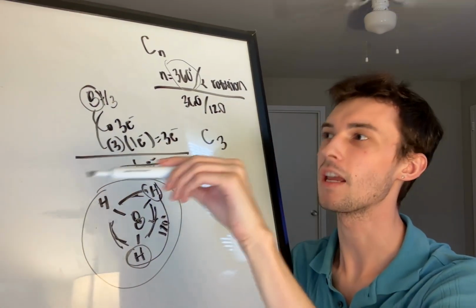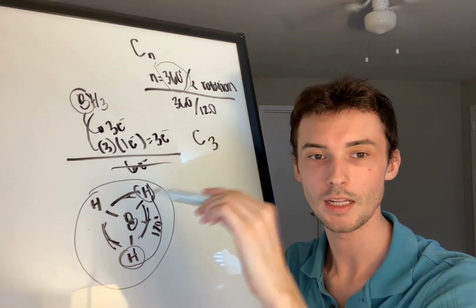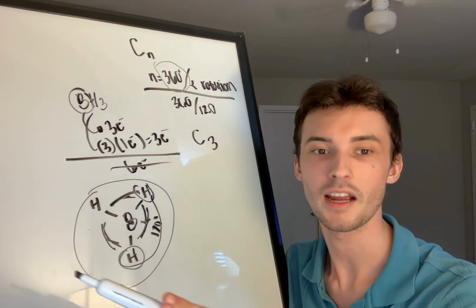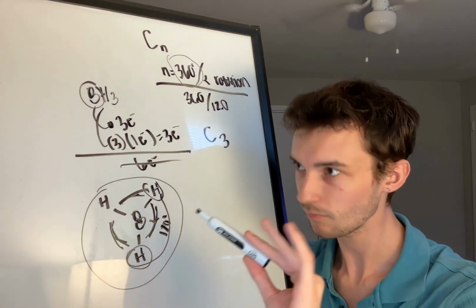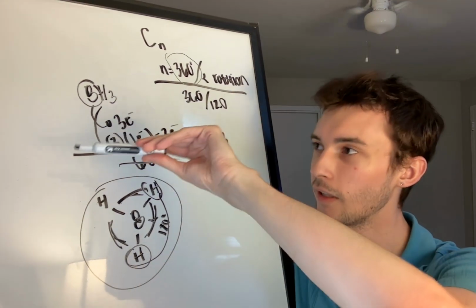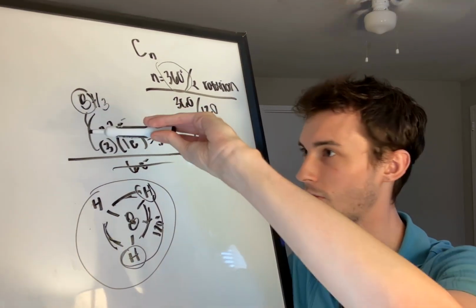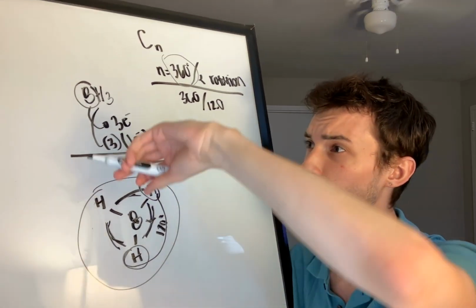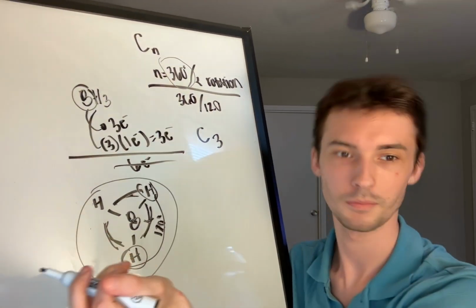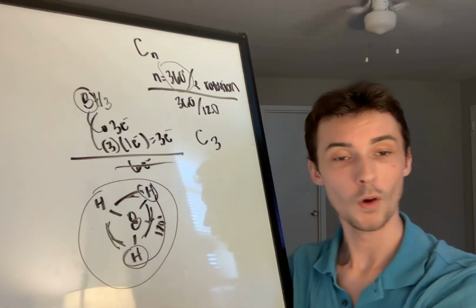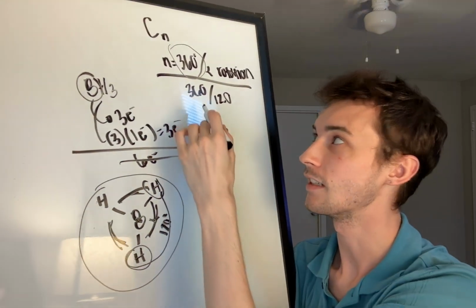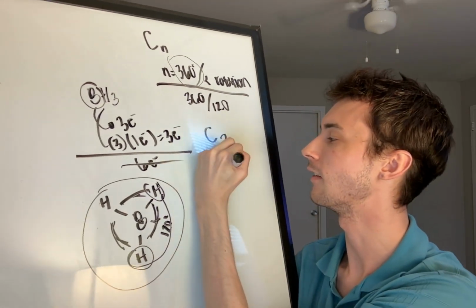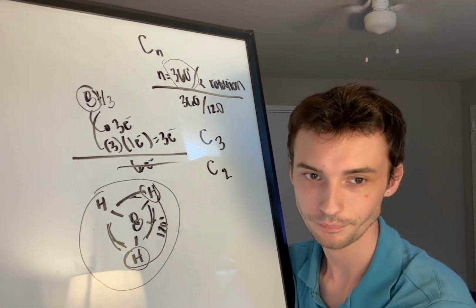Is there any way we can rotate that so that we're rotating it less than 360 degrees, but we still end up with the exact same looking molecule? The answer is yes. If we rotate it 180 degrees, so just flip it upside down, it's going to give you the same molecule. You're just flipping two of those hydrogens. You're switching their places, okay? So 360 divided by 180 is 2. So we know that there are C2 axes in BH3 as well.